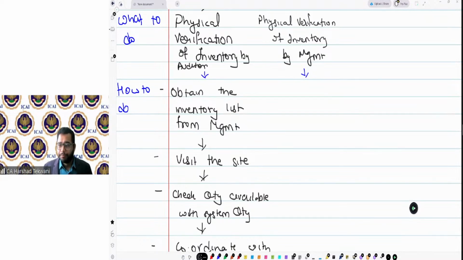Come on, guys. When the count is being performed by the management, what will you do as an auditor? Is it relevant for you?